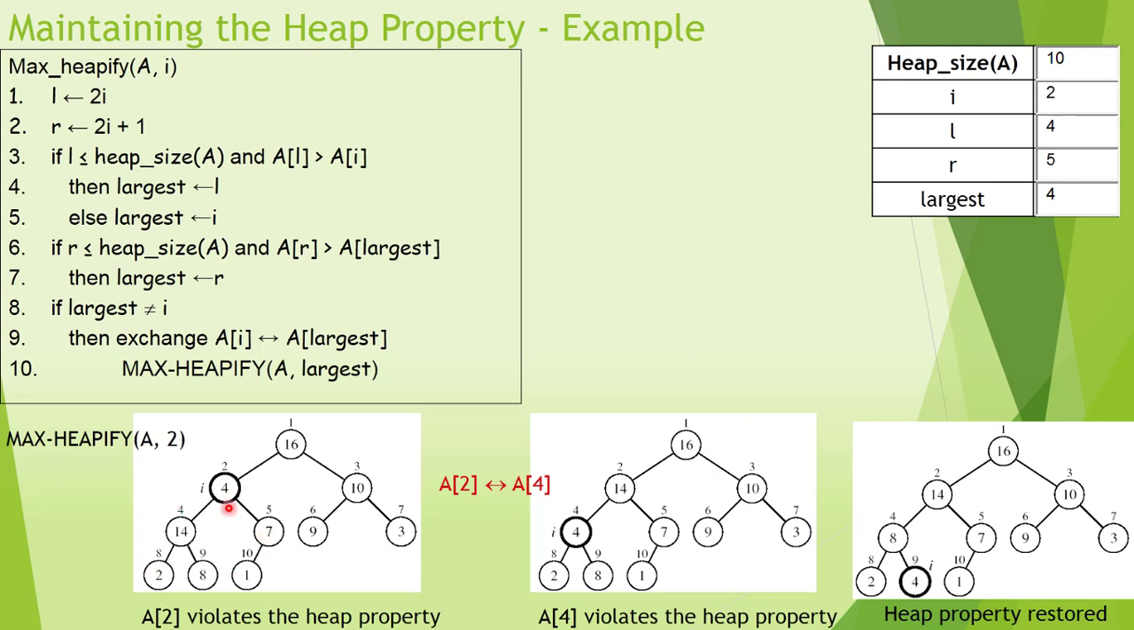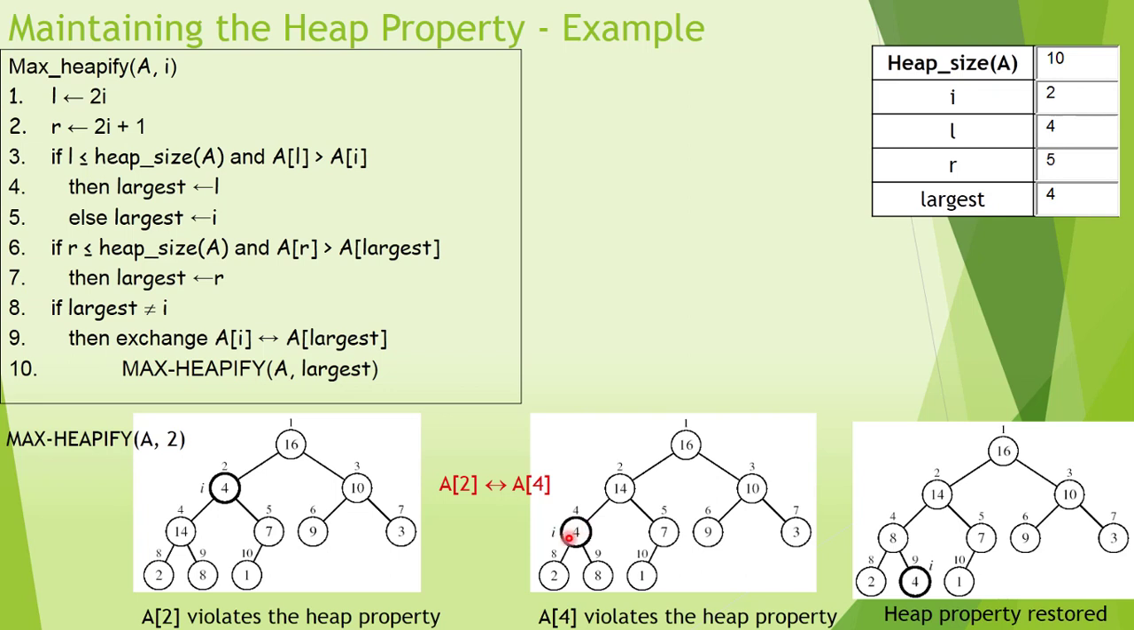Before going to the formal algorithm, I will just explain the steps. What we will do is, here we will find the largest among these three elements. Here we will find the largest among 4, 14 and 7. So 14 is largest. So 14 will be swapped with 4. So 4 and 14 are swapped. Now 4 reaches here.